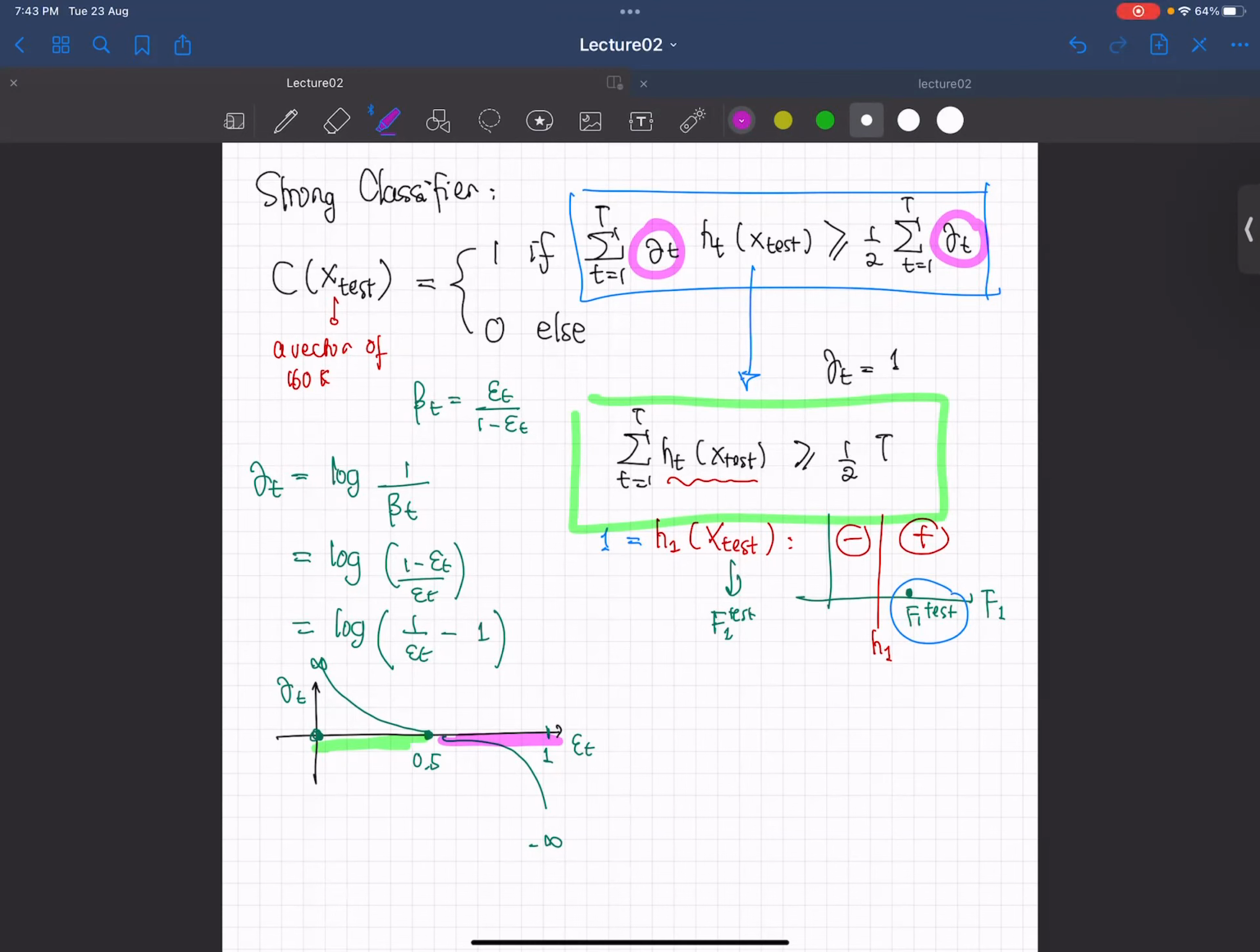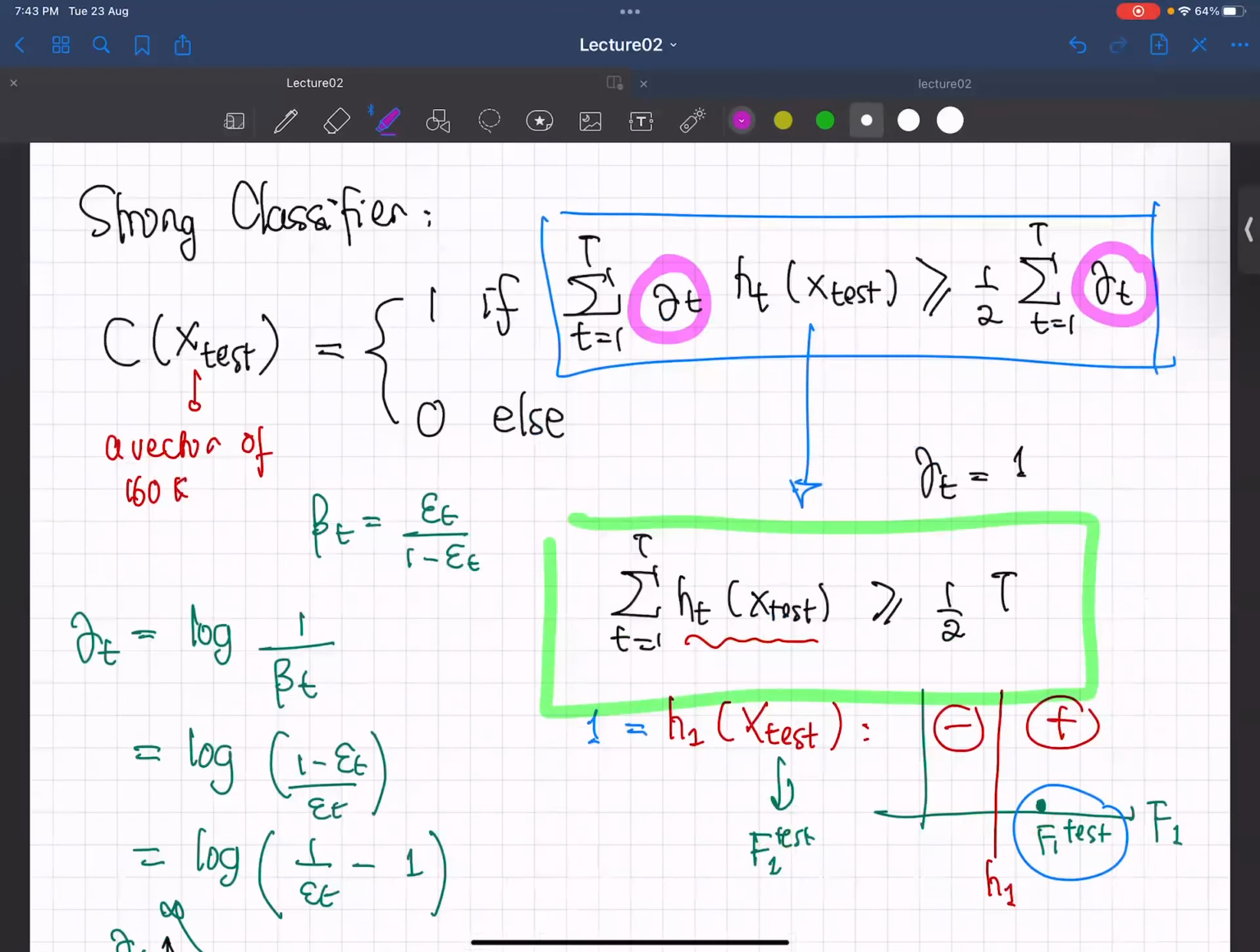You don't use them in the strong classifier, because in the strong classifier here, actually you can choose which ones you want to use. It's not necessary that you use all of them. So t equals 1 until T, you don't do it naively. You don't do it for every feature. You just choose the ones that are good features.